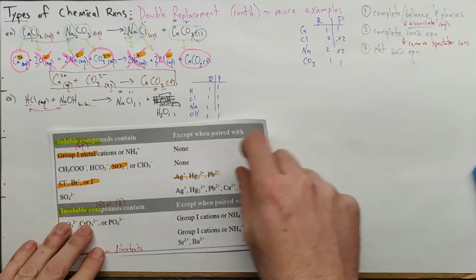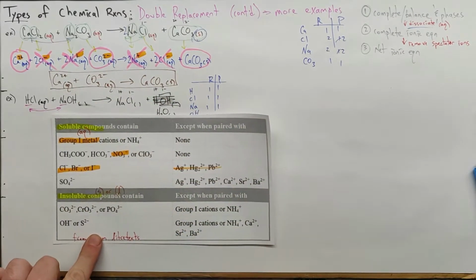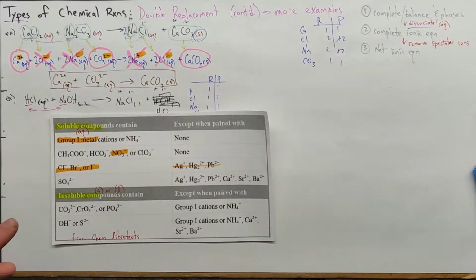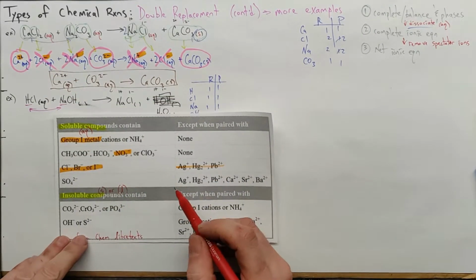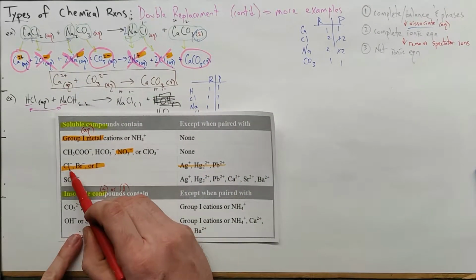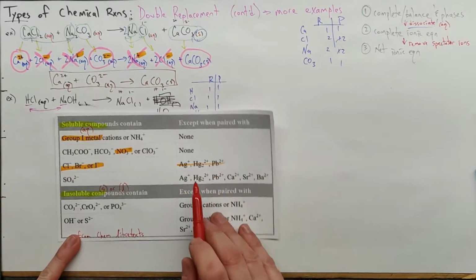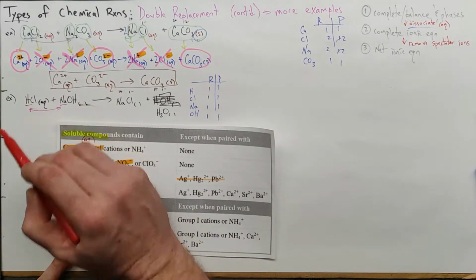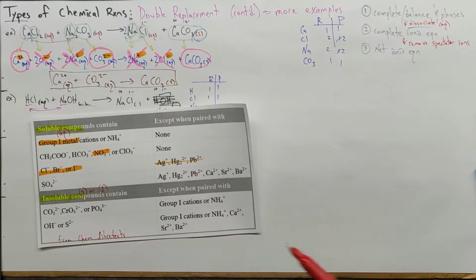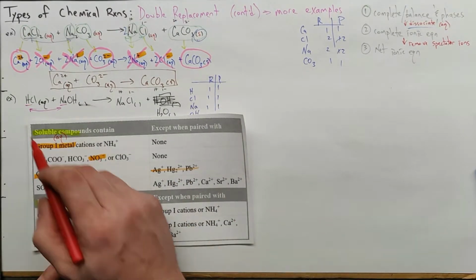We need to assign those phases. We know what those phases are based on our solubility rules. I let slip that the HCl is aqueous, but you would have known that because chlorides are soluble as long as they're not with silver, mercury, or lead. So chloride is with hydrogen. That's not silver, mercury, or lead. We're going to treat it as a compound that will be aqueous.